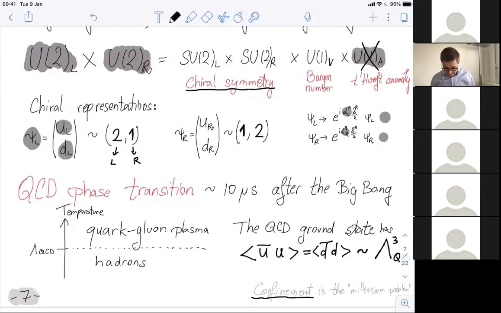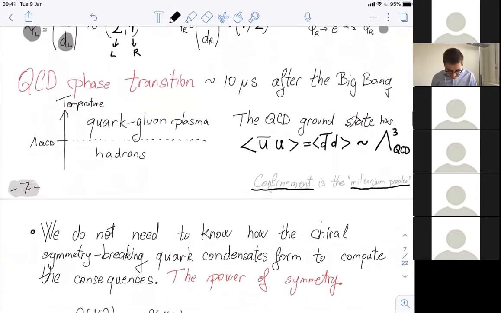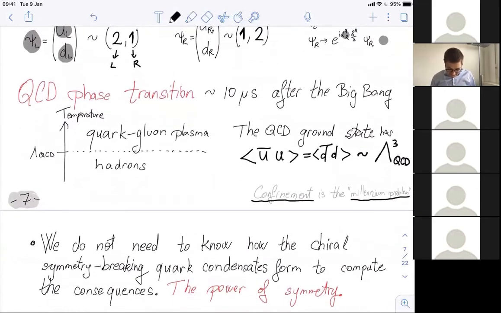It is underlying this phase transition, and it's actually not well understood at all. It's actually one of the millennium problems to try to understand this from first principles. We do not know all the details of how the chiral symmetry breaking quark condensate forms. But still, we can use the power of symmetry to compute the consequences.